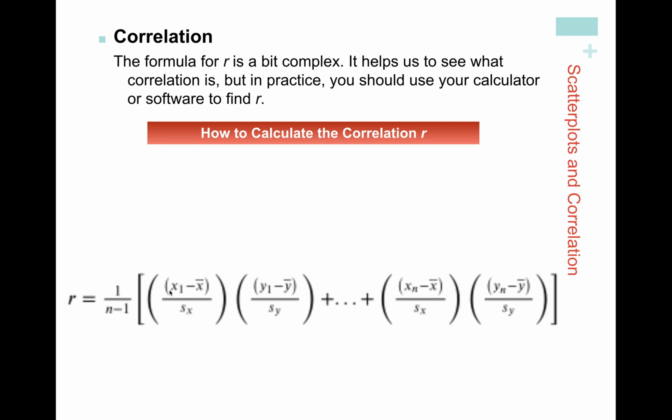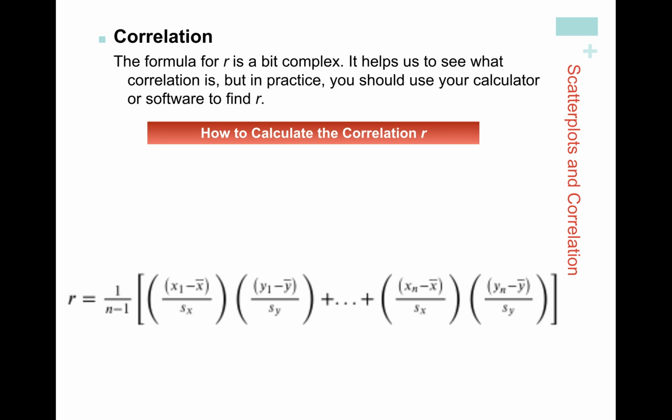Well, how far away is x from the mean of the x's? And then it's adjusted by dividing by the standard deviation of x. And then you have the same thing with the y. You multiply these, so you have a weighted sort of average. So how far is the y away from the mean of the y's, adjusted by dividing by the standard deviation of the y's?